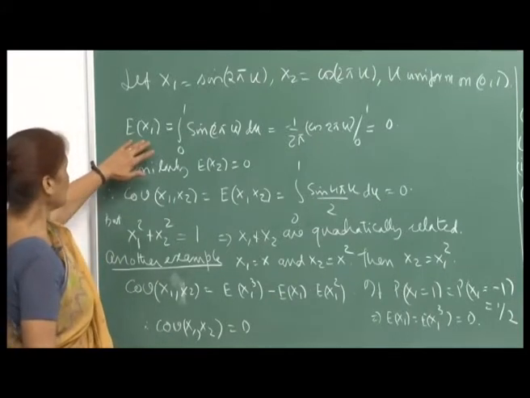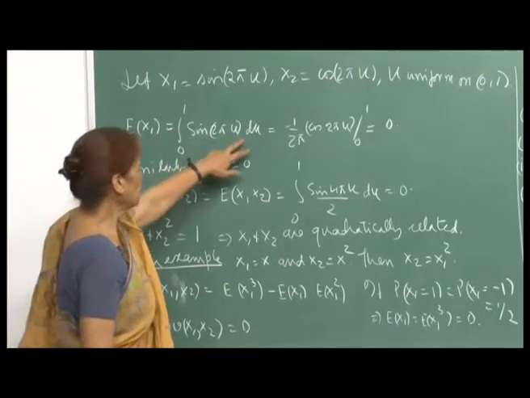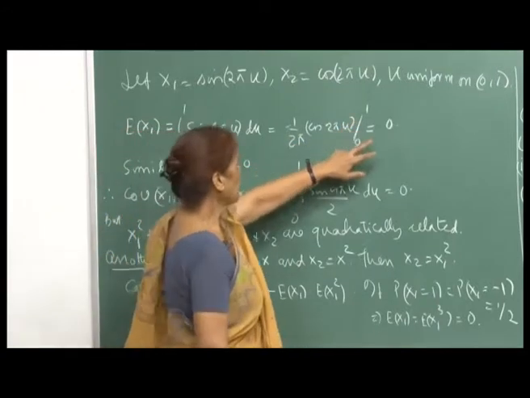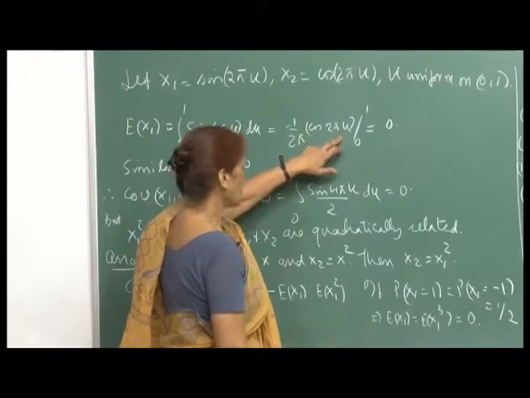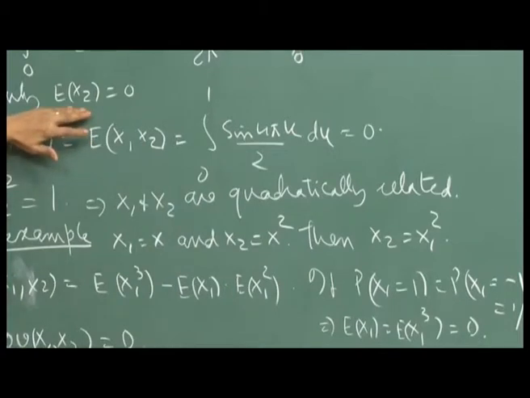Now, if you compute the expectation of x 1, this will be the integral from 0 to 1 of sin 2 pi u du, which will be minus 1 by 2 pi cos 2 pi u from 0 to 1, which is 0, because cos 2 pi and cos 0 are both 1. So, this becomes 0. Similarly, you can show that the expectation of x 2 will also be 0.